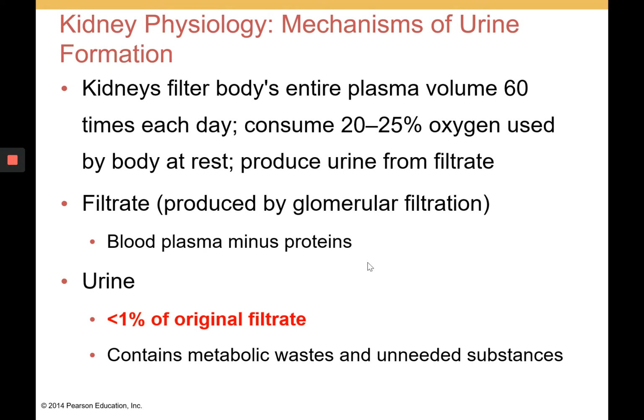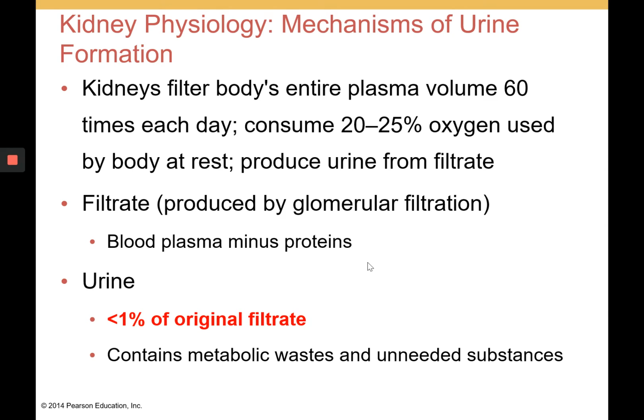They can filter the body's entire blood plasma volume 60 times each day. So they need a lot of oxygen in order to filter all this blood. They use a lot of active transport to both reabsorb and secrete these substances back and forth. So 20 to 25% of the oxygen that our body uses at rest is actually sent to the kidneys. And that's so that we can produce urine from filtrate.